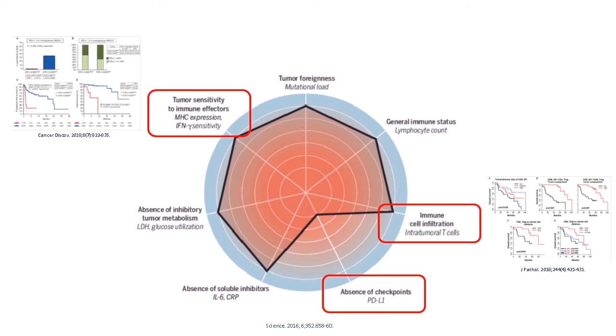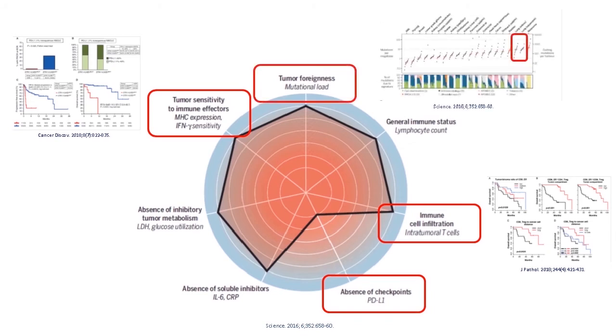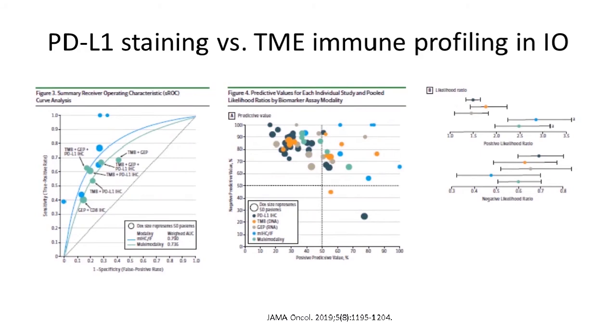So I've already alluded to immuno-oncology a few times. We're used to just looking for the absence of checkpoints to predict behavior of a particular tumor to immunotherapy in non-small cell lung cancer. But increasingly, it's also known that intratumoral T cells may play a role. So if you haven't got any T cells, the tumor is unlikely to respond. Maybe you might also need to look at tumor sensitivity or immune effectors such as MHC expression, and also potentially to look at mutational load as a surrogate marker for tumor foreignness.